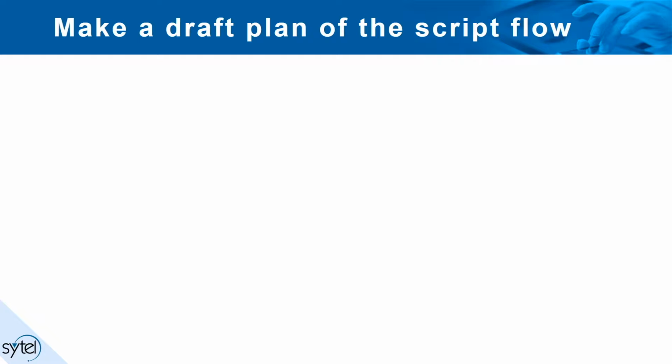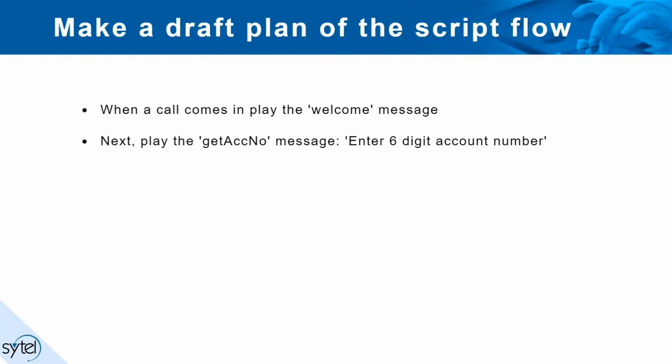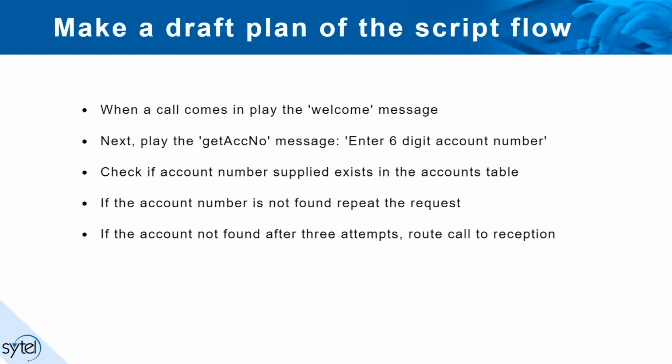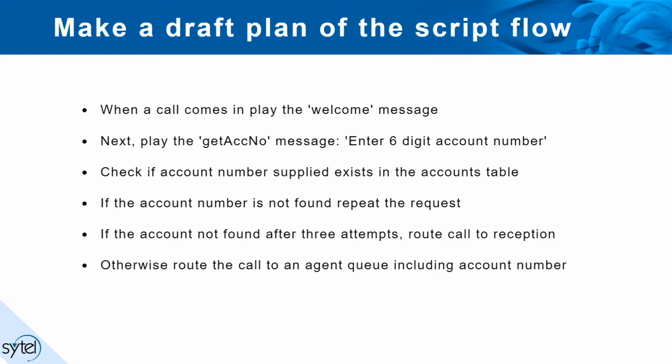In our script, we will play a welcome message when the call is received, play a message asking the caller to enter their account number, check if the supplied account number exists in the database accounts table. If the account number is not found, we repeat the request up to 3 times. If the account number is not found after 3 attempts, we reroute the call to the reception queue. Otherwise, we route the call to an agent queue, including the validated account number.